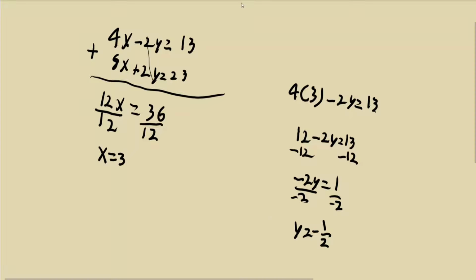So now we can write our ordered pair, which is the solution to this system: 3, negative 1/2. So this is how we solve the system by elimination. But sometimes it's not so obvious. We don't always have this. So let's look at the second example.